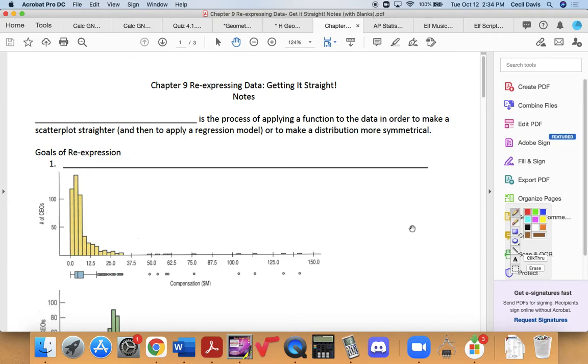So one of the things that we have looked at multiple times is that if our scatter plot is not straight enough, then we should not apply a linear regression to it. Unfortunately, that rather limits some of the data we would like to look at. So what do we do? Well, we just do it anyway. What do we do, Mr. Davis? We do something called re-expression.